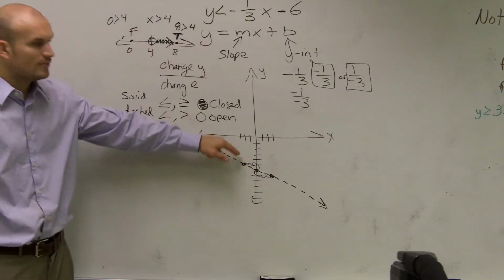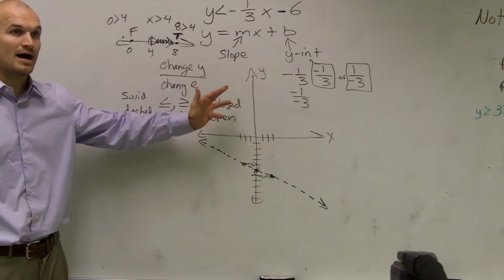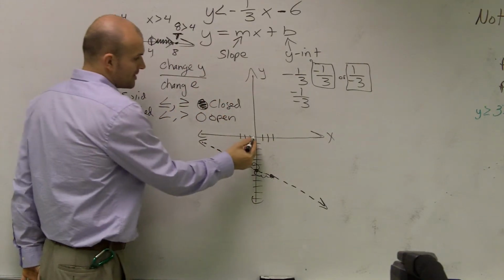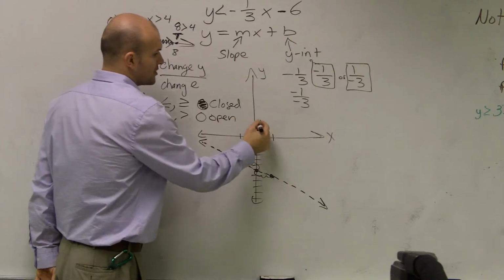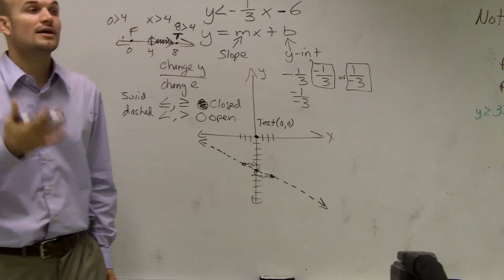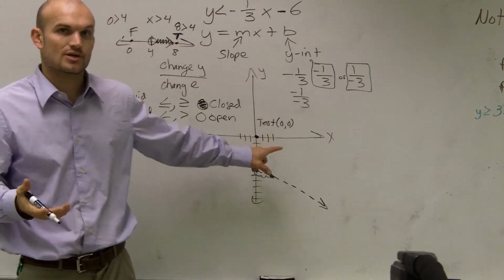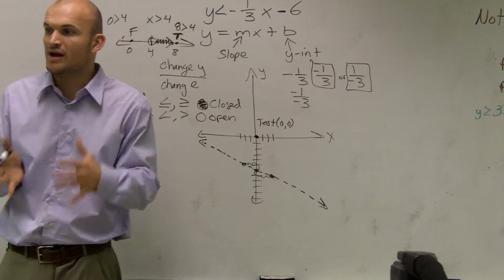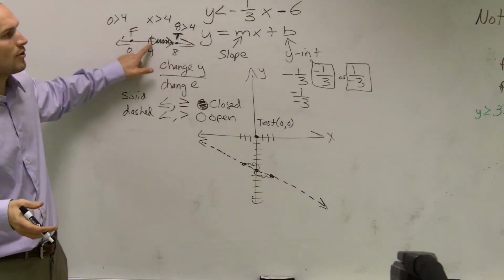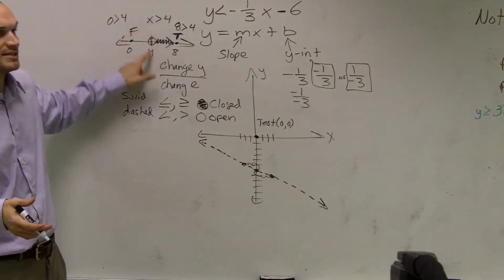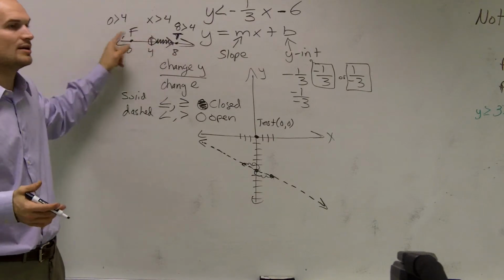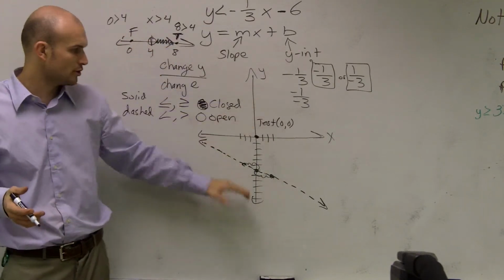Well, here we have a lot of points. We have an x and a y, so that means we have a coordinate. The point that I'm going to pick is 0, 0. Always use 0, 0 unless your graph goes through 0, 0. The reason you don't want to use 0, 0 if your graph goes through it is because then you don't know which side to pick. It only tells me whether to shade or not, not which side to shade. So you need to pick a point that's either above or below your line.